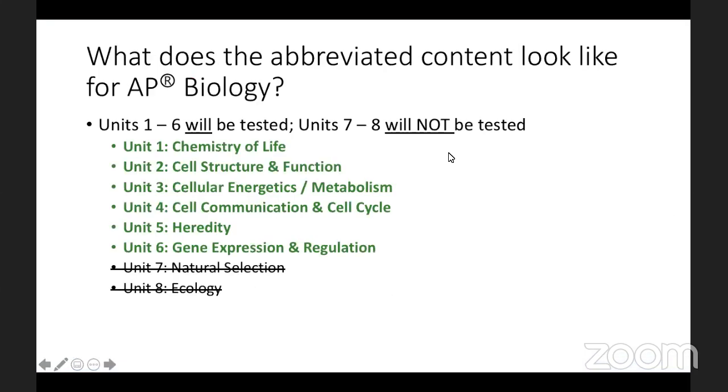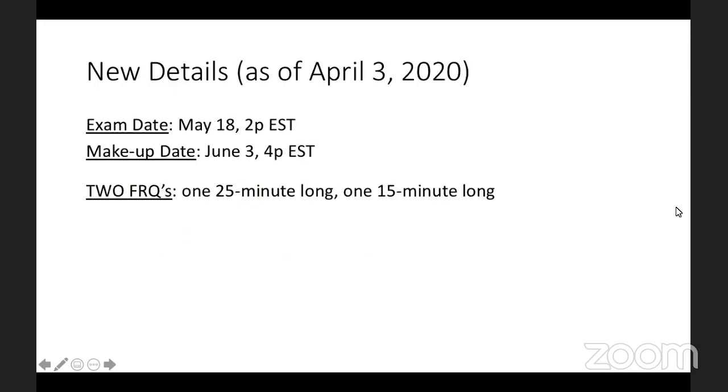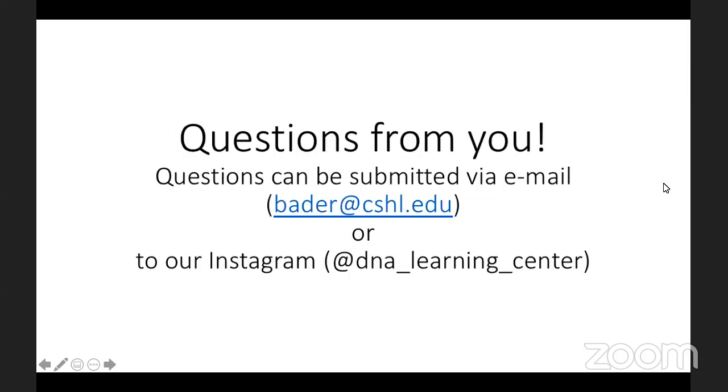Just a reminder for AP Bio students, we're focusing on the first 6 units, and there will be 2 examinations this year, first on May 18th and second on June 3rd. The exam format is considerably changed, so there will be no multiple choice questions. It's going to be entirely free response based. There will be one 25-minute long and one 15-minute long free response question. And again, feel free to submit questions via email or to our Instagram page.